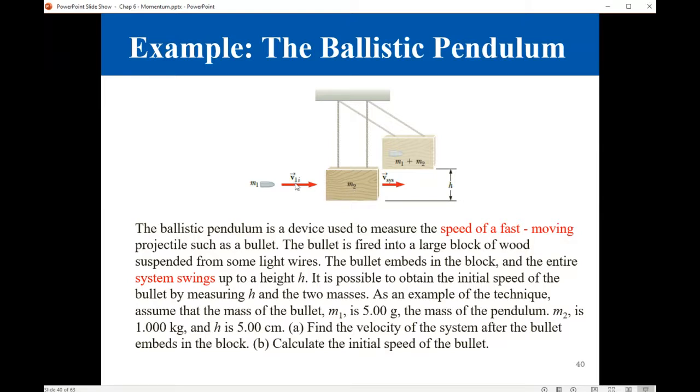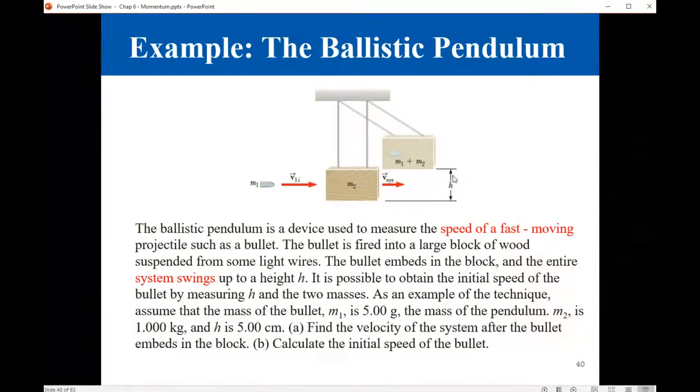As the bullet hits this wooden block, because of conservation of momentum, the block will move with some velocity. As it moves, it will swing. So here you have a pendulum. It will swing to some height. When it reaches maximum height, it would have moved up a distance h.